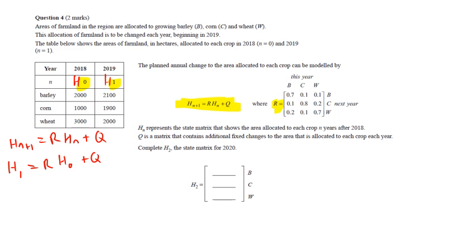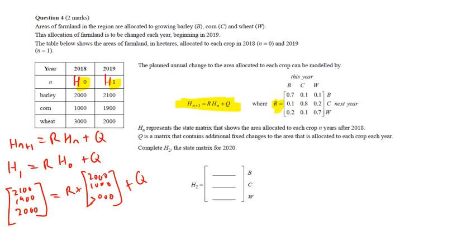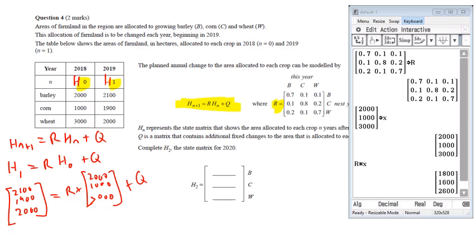So if we know H1 is 2100, 1900, and 2000, and that's going to equal whatever, I'm going to rewrite R, so R times H0, which is 2000, 1000, and 3000, plus Q.